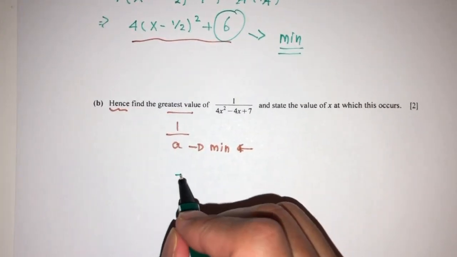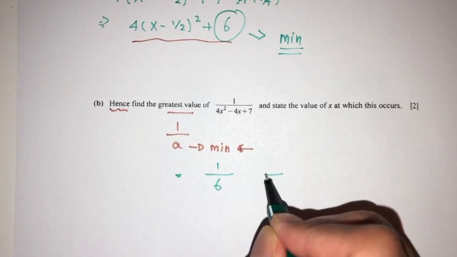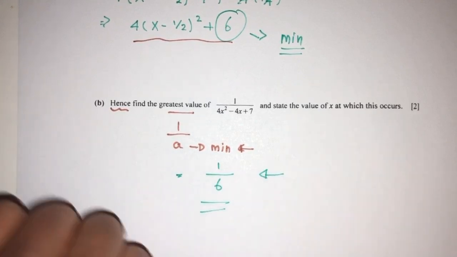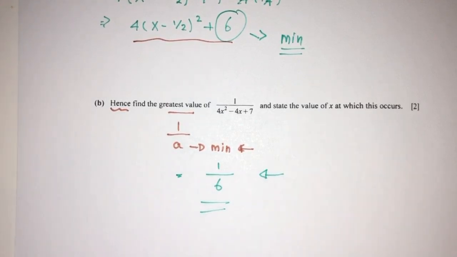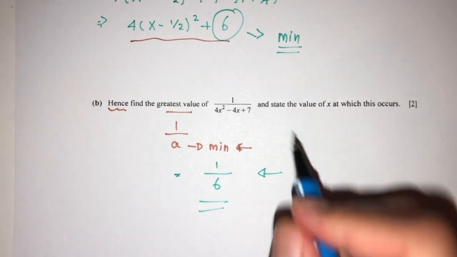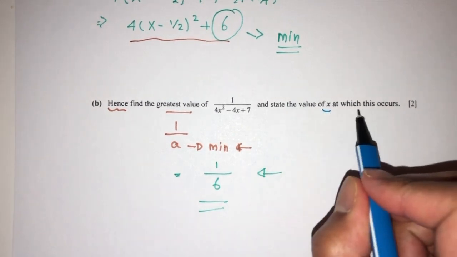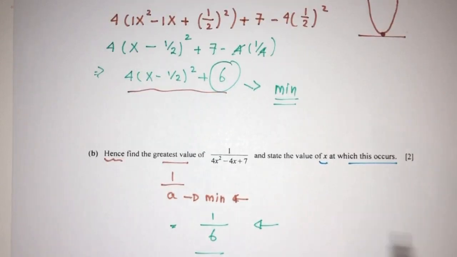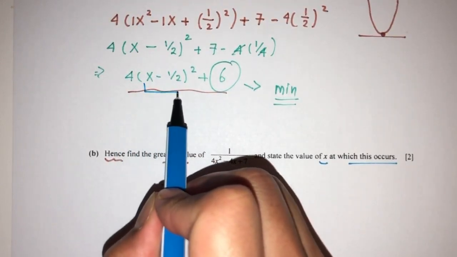So replace that back in the equation. That will be 1 over 6 for the maximum value of that fraction, and state the value of x at which it occurs. So pretty easy. We have to look inside, which is this one.